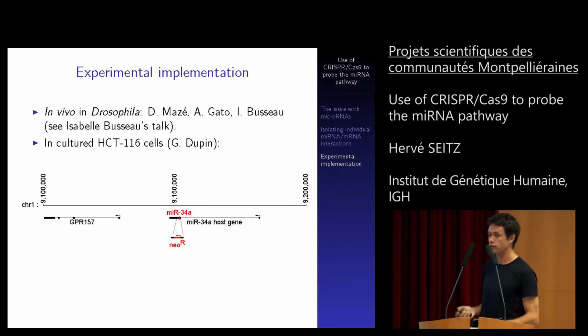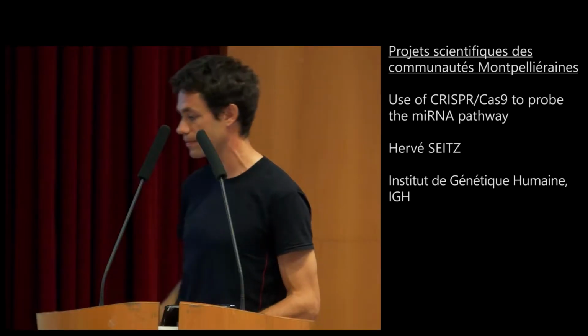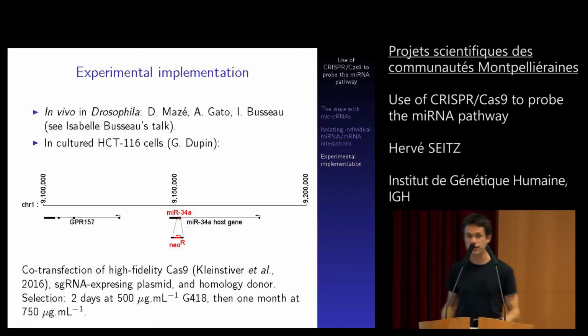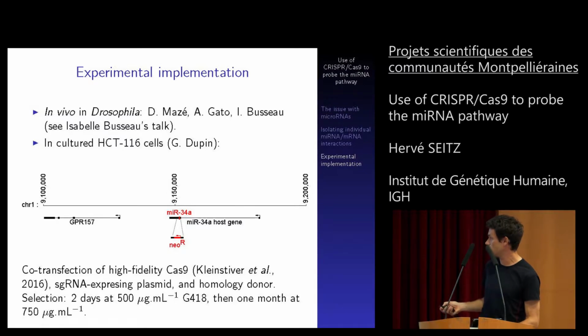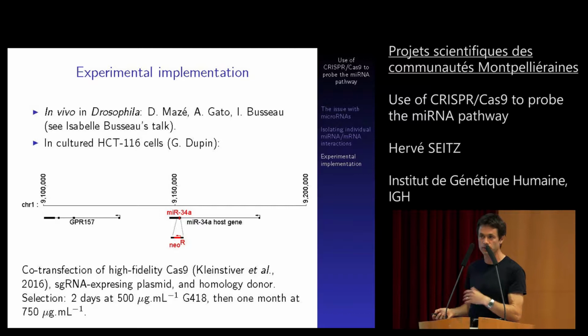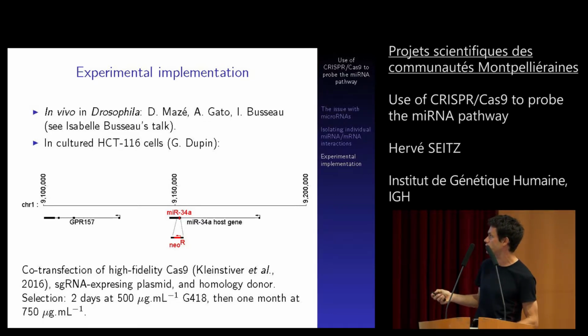So basically, Gaël had to mutate a microRNA gene, which is miR34A, in these human cells. And so he's been using genome editing for that. So by using an sgRNA directed against the miR34A gene and providing an homology donor, which contains a neomycin resistance cassette flanked by homology arms. So if you're interested in the technical details, this is how we did it. Basically, these kinds of things, the resistance to antibiotics, may have to be optimized from cell type to cell type. So this is for HCT116 cells.